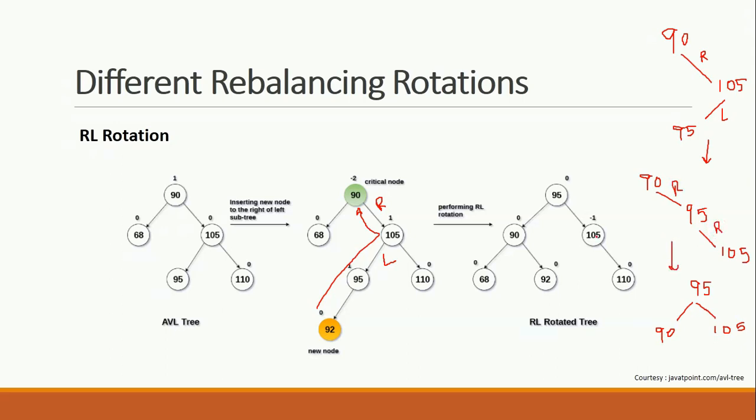What about the rest of the nodes? 110 is the right of 105, so right of 105, 110. 68 is left of 90, so left of 90, 68. What about 92? It is left of 95 and right of 90, so right of 90 you have stored 92. In this way you have done the RL rotation.